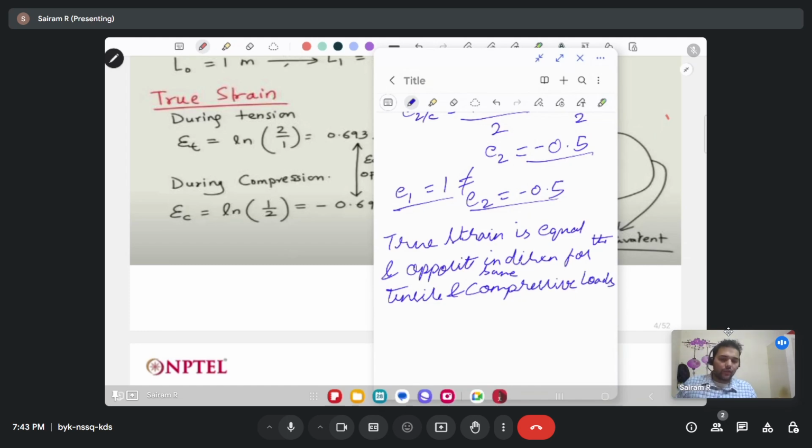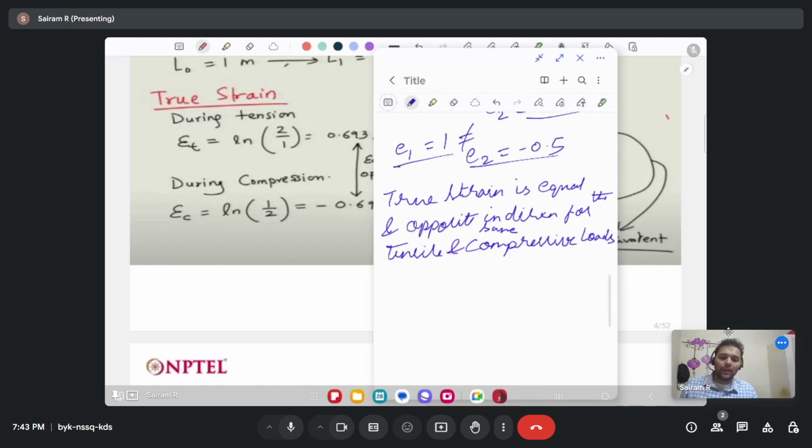If we are going to apply different loads for tension and compression, and we compare the loads during tension and compression, that is obviously going to give different values of true strain. When we are applying similar loads in tension and compression, the true strains are going to be numerically equal for both, but in opposite directions.